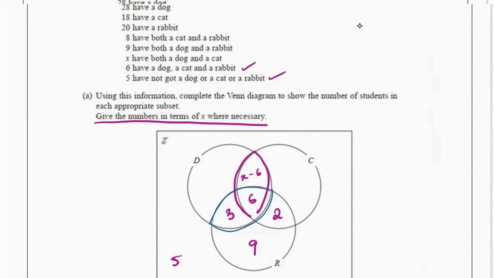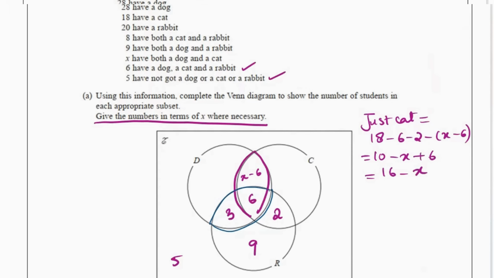It can be anything. Then 18 have a cat. So just cat is going to be 18 minus 6 minus 2 minus X minus 6, which is going to give us 10 minus X plus 6, 16 minus X. So just cat is 16 minus X. Once again, the entire circle was 18. So from 18, we're subtracting 6, 2, and X minus 6.